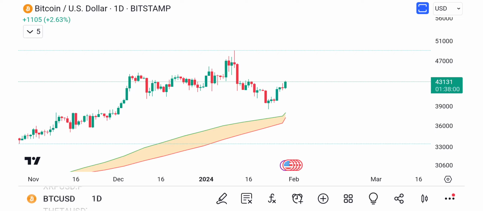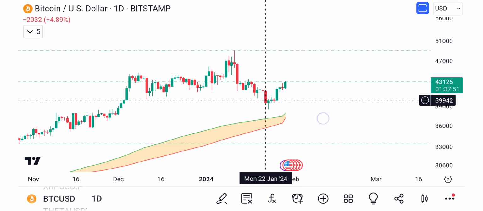Today I am taking a look at Bitcoin and probably Theta as well. So stick around. But right now we see a Bitcoin pump at the moment.